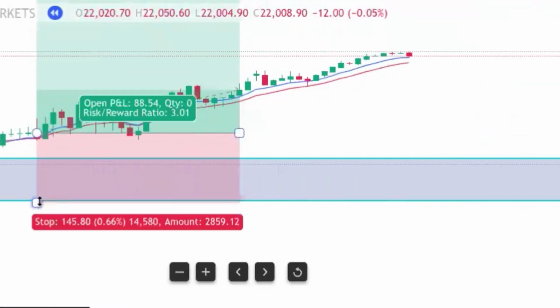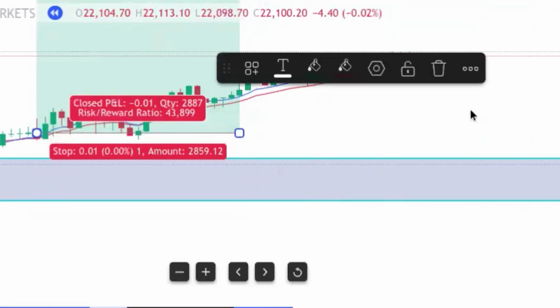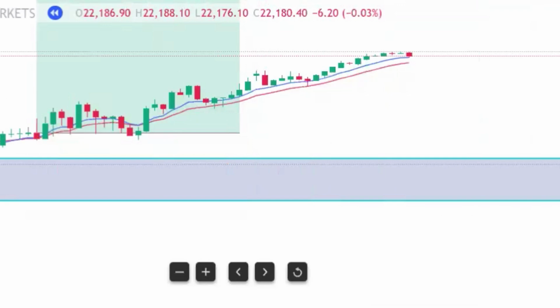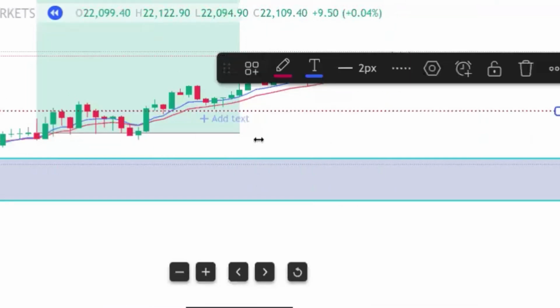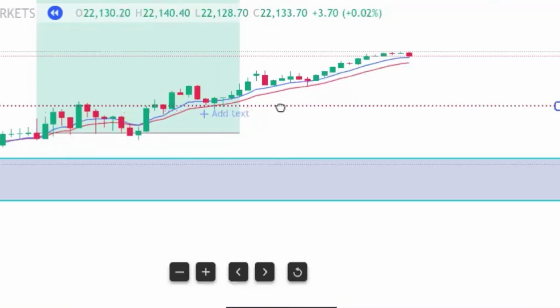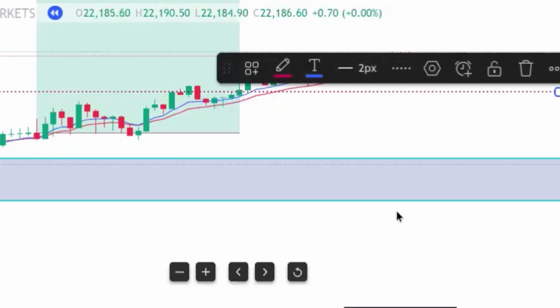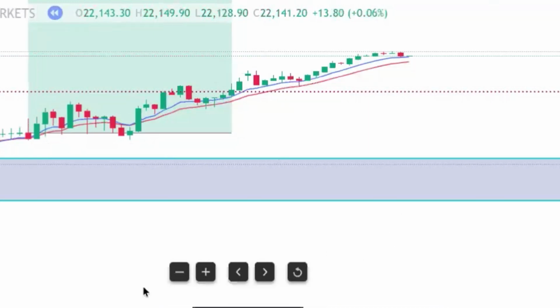So while we're in profits, this trade becomes risk-free and we'll move our stop into profits as the trade plays out. So we've created a low here. That could be your new stop into profits. And as we move up, we keep doing this. We keep trailing the stop. So let's see if we're going to hit our take profit.